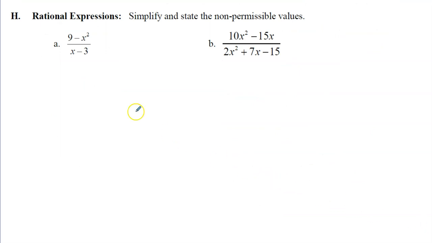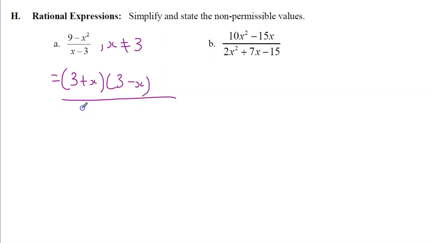Rationals. Simplify and state non-permissible values. So the first step is to factor denominators, state the non-permissible value. We generally state them as restrictions. So we say x cannot equal, so x can't be 3. Okay, and what we want to do is factor everything. So it'll be 3 plus x. This will be 3 minus x over x minus 3.